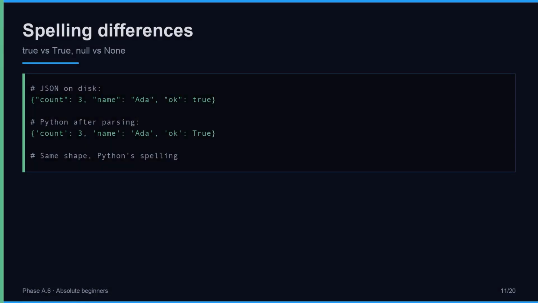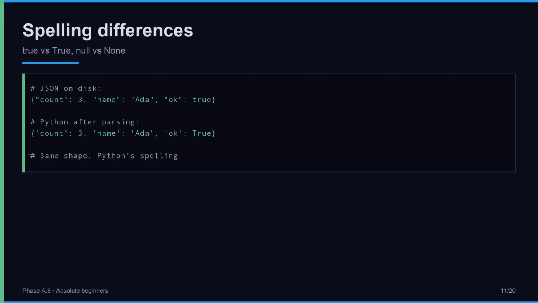Notice the small differences in spelling. In JSON, booleans are lowercase true and false. In Python, they are capitalized True and False. In JSON, nothing is null. In Python, it is None. When Python parses JSON for you, it converts these automatically. You write Python with Python spelling, and the JSON library handles the translation in both directions. You rarely think about it.